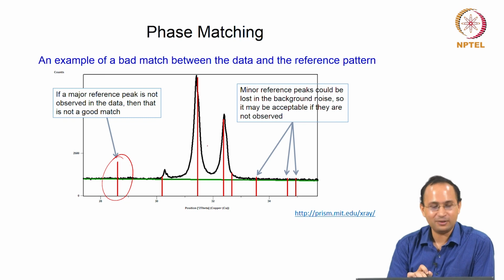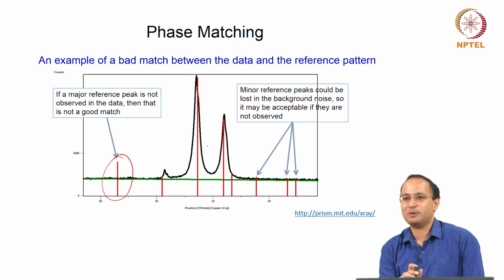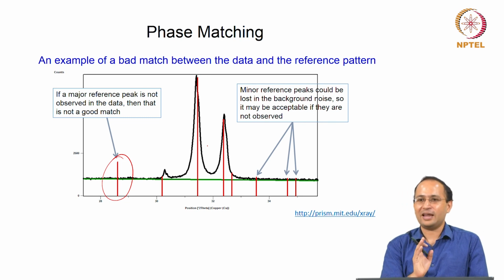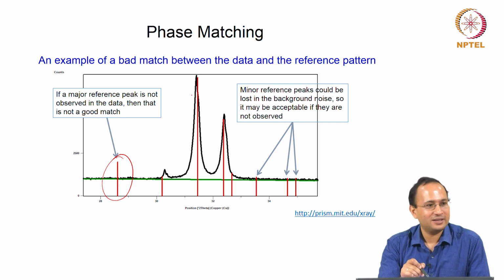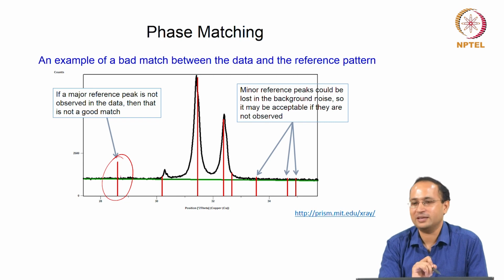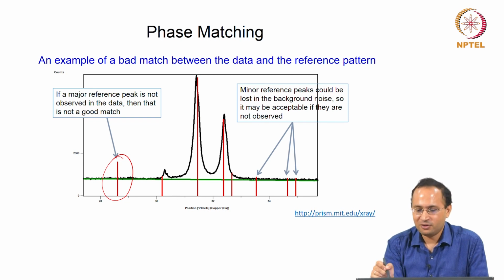This is like the third most strong, right. So these are also important things to keep in mind when you are matching. Do not just rely on one. Okay. So that means this pattern does not belong to this phase, because otherwise there would have been a peak here. Minor reference peaks could be lost in background noise, so it may be acceptable if they are not observed. See, it is understandable that minor peaks might get lost in your noise, so at least the major peaks you will be able to see.